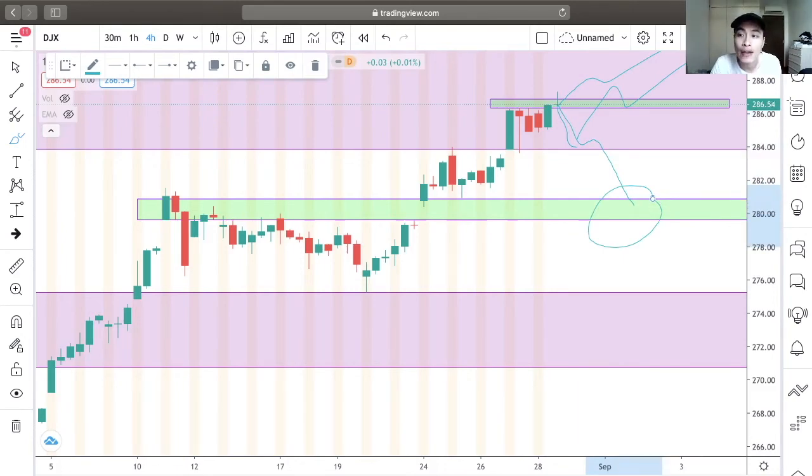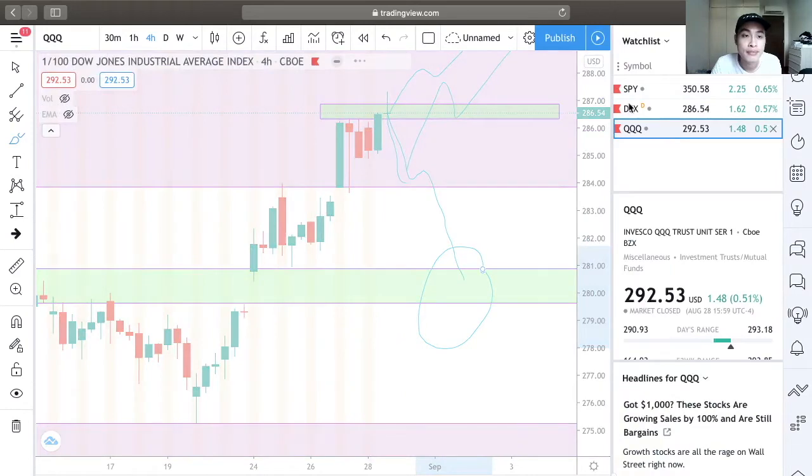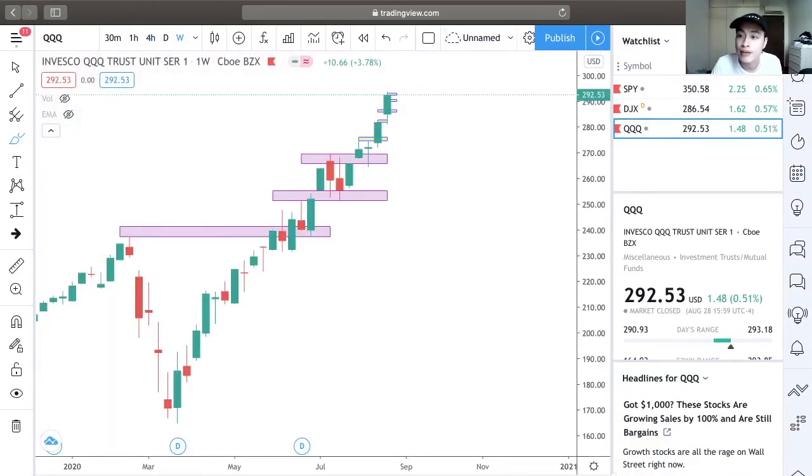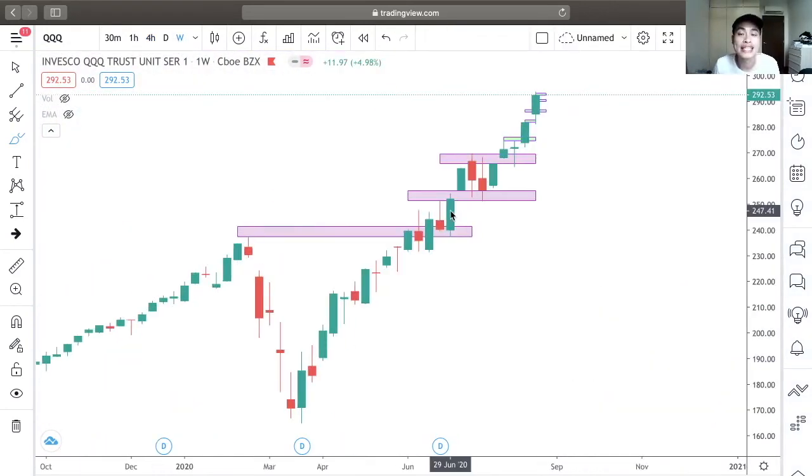Lastly, let's take a look at the Nasdaq. So we'll go on to the weekly time frame. If you compare the three indexes, the S&P 500, the Dow Jones, and the Nasdaq, the Nasdaq is the best performing index for this year so far. The reason is that the Nasdaq is heavily weighted with tech stocks. And during this pandemic period and this year, the tech stocks have been one of the best performing in the US stock market. And that is why the Nasdaq has been the best performing out of the three indexes.